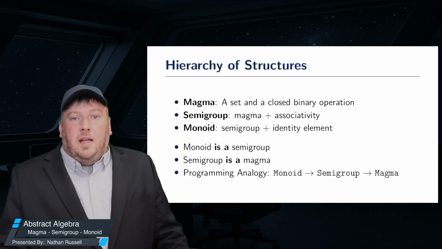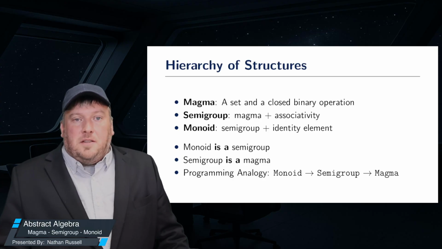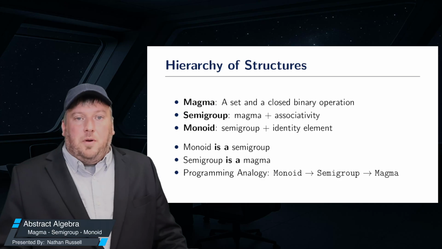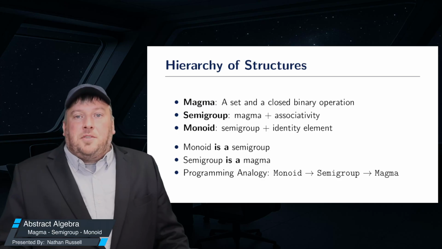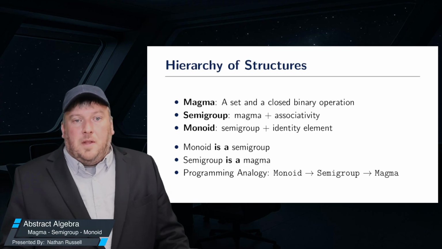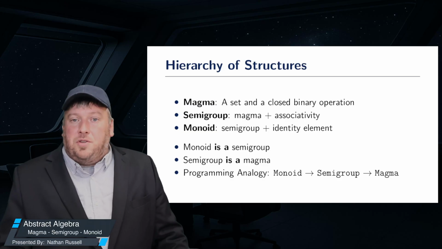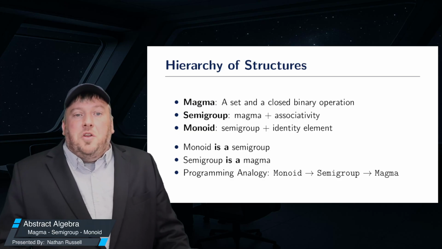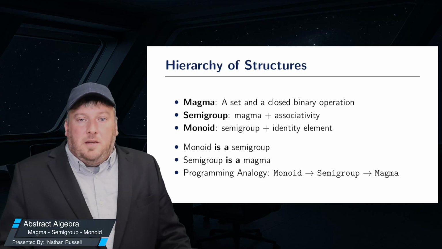A semigroup is a magma that also satisfies associativity. A monoid, it's a semigroup that also has an identity element. So a monoid is a semigroup, and a semigroup is a magma. So from an object-oriented perspective, for those of you guys that enjoy C++, Java, or Python, you can imagine monoid extending semigroup, and semigroup extends magma.